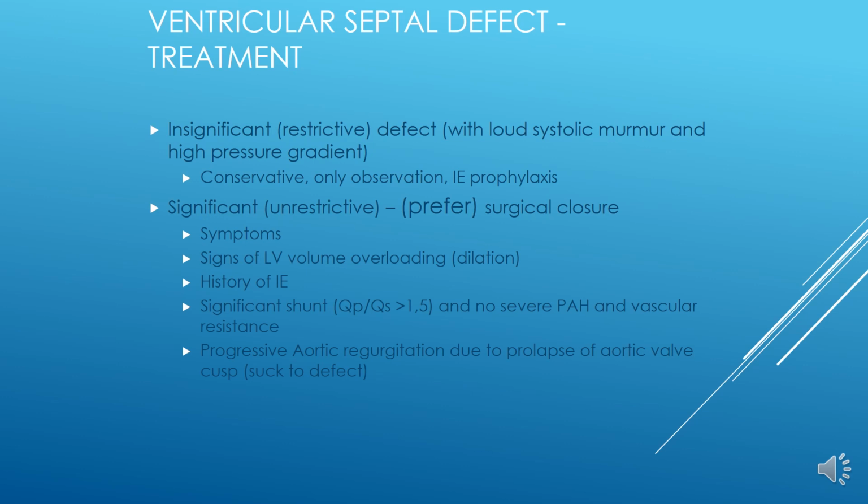Catheter-delivered device closure can be used with muscular and certain perimembranous VSDs, and these devices can be delivered percutaneously, periventricularly, or in a hybrid approach. Complications include device embolization, heart block, residual defects, and vessel thrombosis.